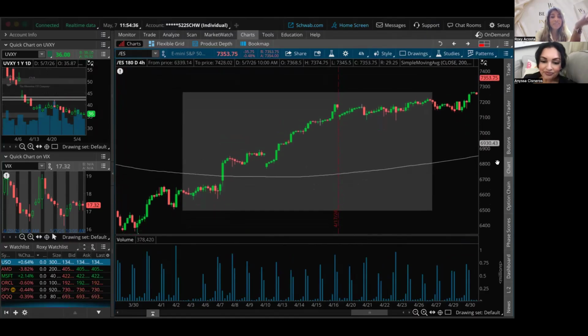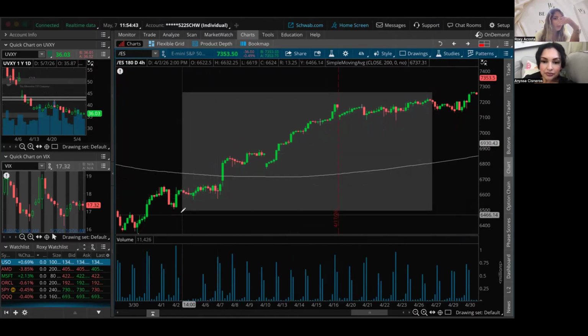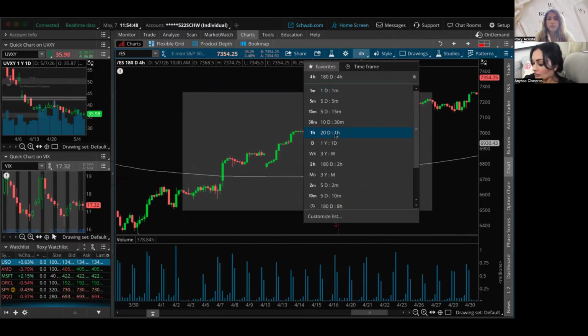And now let's take it down to the 4 hour. Now you could see more red candles in there, right? Yeah. But still an uptrend. Exactly. You're still uptrending. Now let's go to the 1 hour.